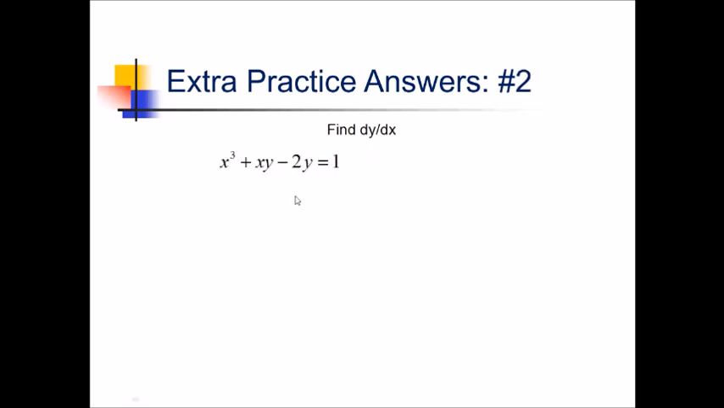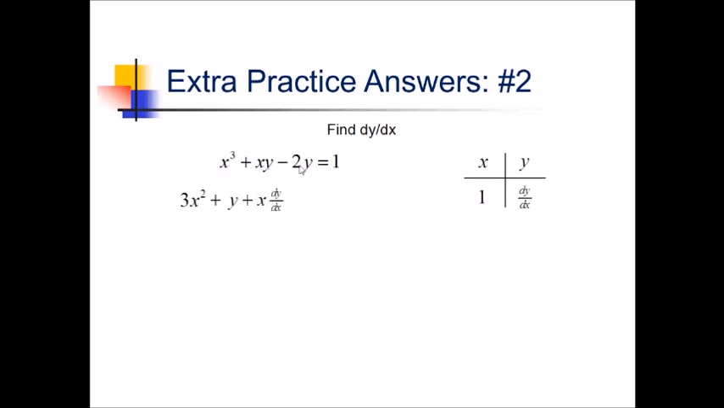For number 4, trying to isolate y before differentiating is impossible here, so I'm going to use implicit differentiation. Going from left to right, we've got 3x squared. Plus, we need a product rule here because we have two functions, x and y. So we have x and y, and the derivatives of those are 1 and dy over dx. Using my ribbon, I've got y plus x dy over dx.